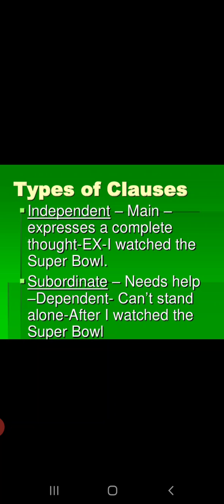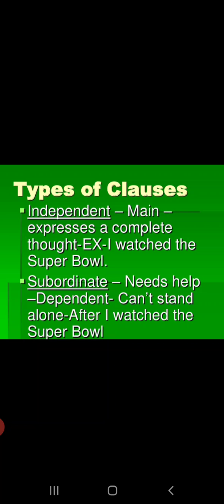While the subordinate clause, it needs help. Means it requires a main clause to express its full meaning. Okay, so you can see the example, it can't stand alone. We can say that a subordinate clause can't stand alone. It can't express its meaning alone. It requires a main clause to complete its meaning.